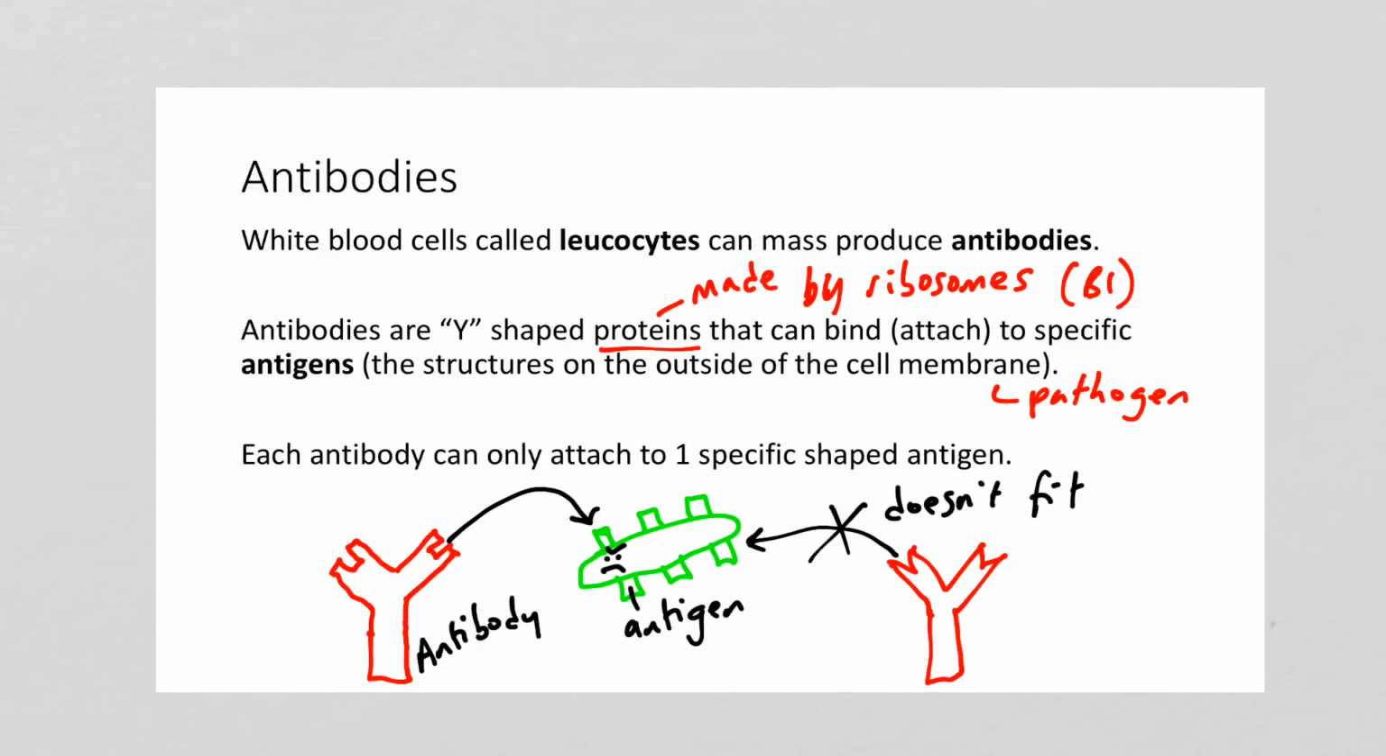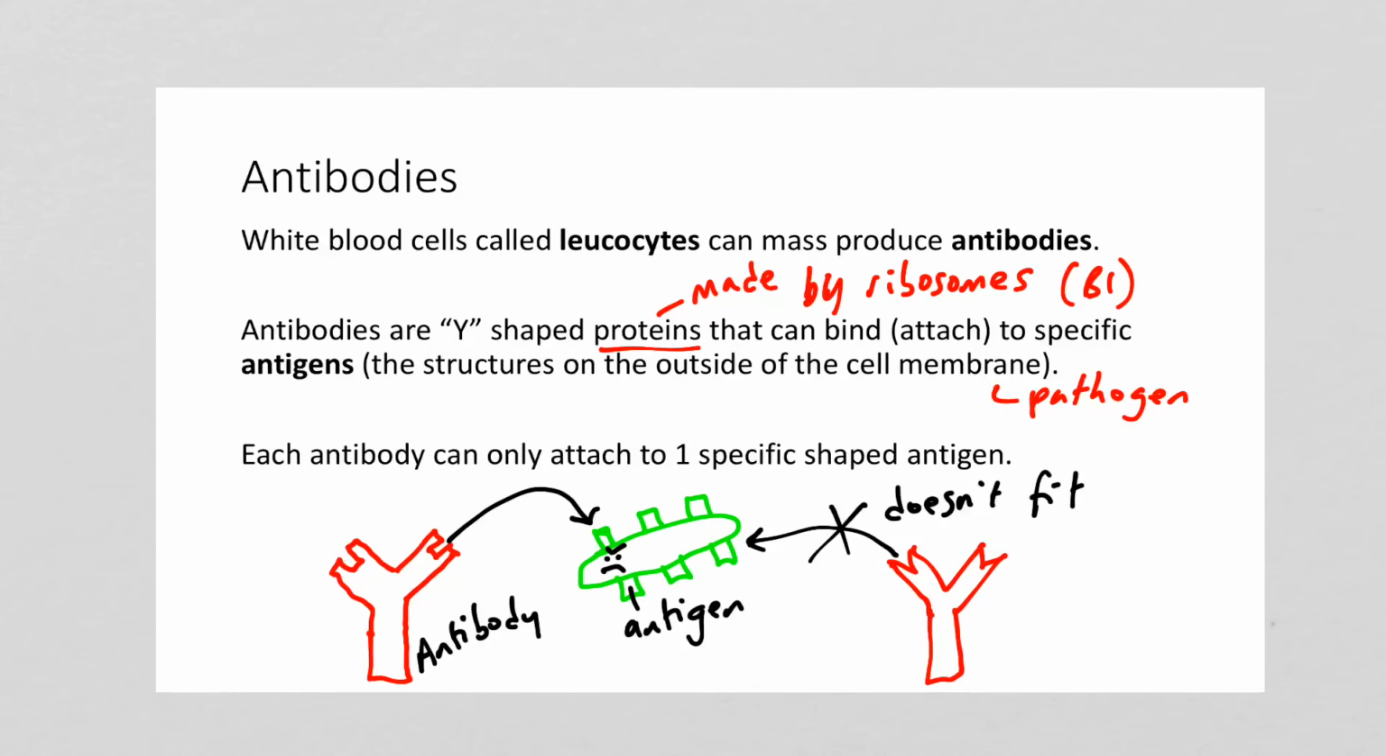And if we think back to lesson 1, every strain or species of pathogen, so for example, salmonella will have a specific shaped antigen, whereas gonorrhea, which is also a bacteria, doesn't have the same shaped antigen. So you're going to need different antibodies for those. Each leukocyte is going to make antibodies for one specific antigen.